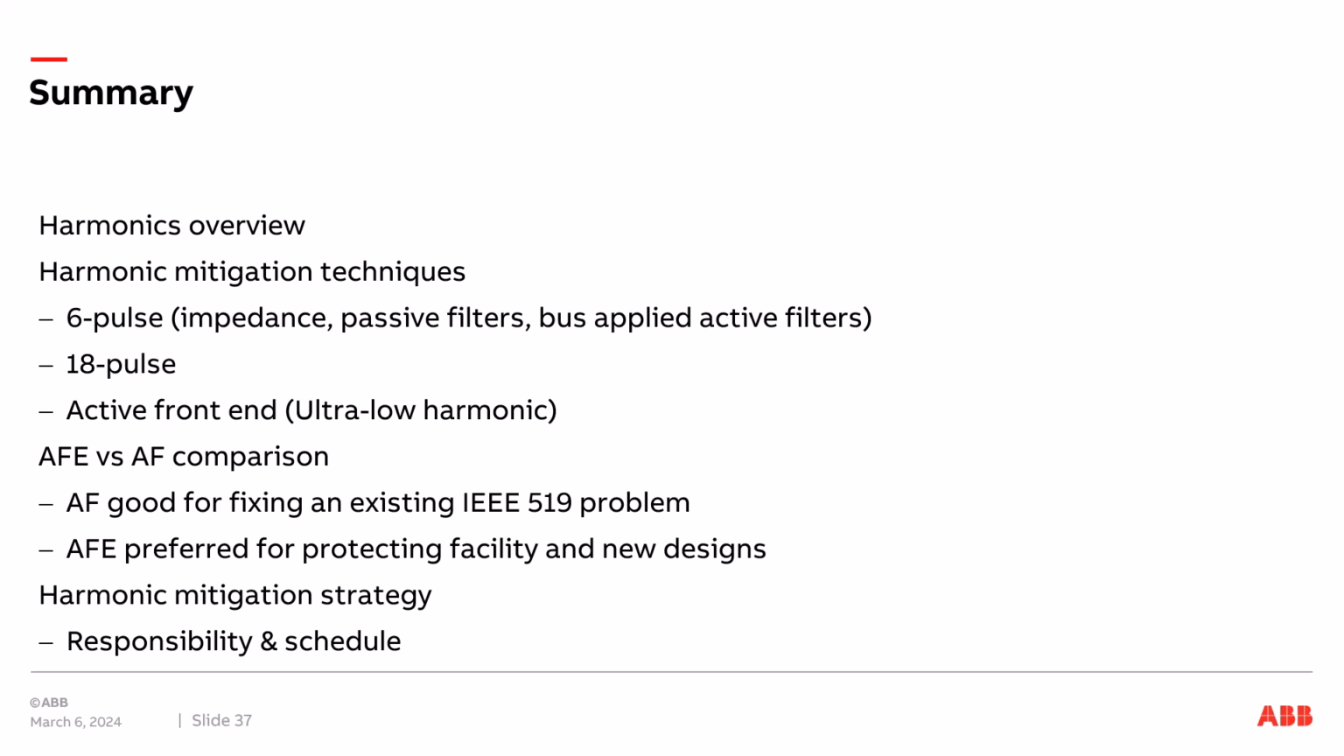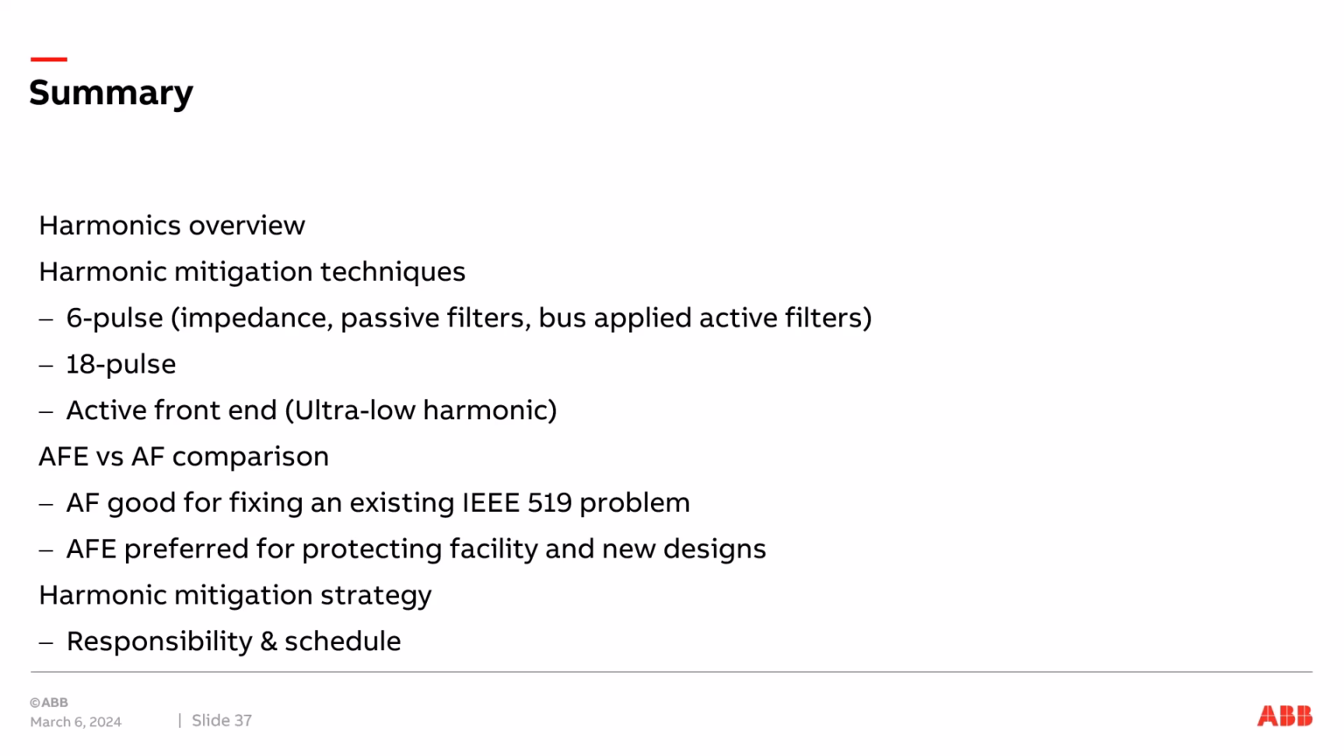We talked about different ways to clean up harmonics. You've got your standard 6-pulse drives. You can have impedance built into them. You can add passive filters in front of them. You can upgrade to an 18-pulse drive, or you can add bus applied active filters to the entire facility, having those single point centralized solutions.